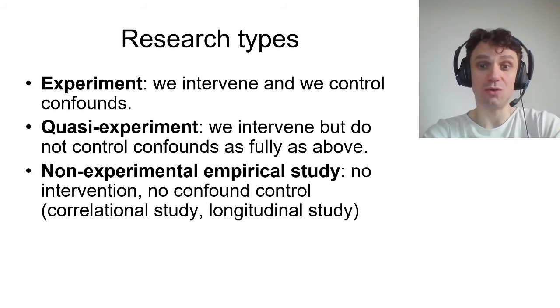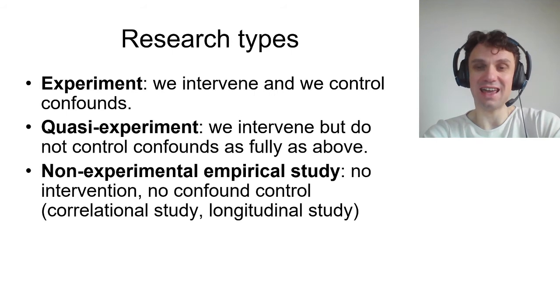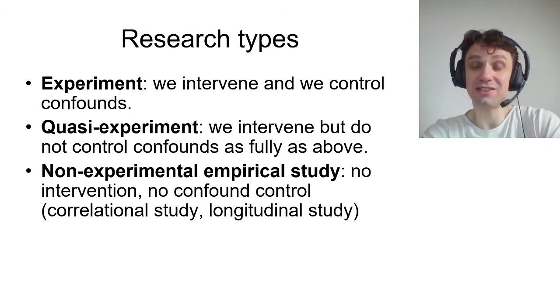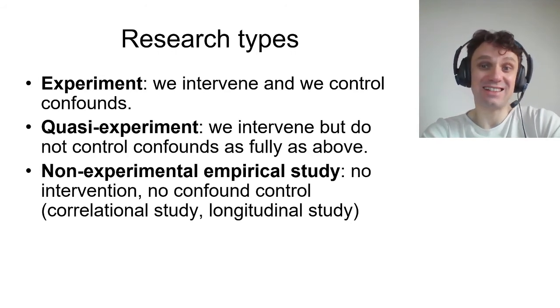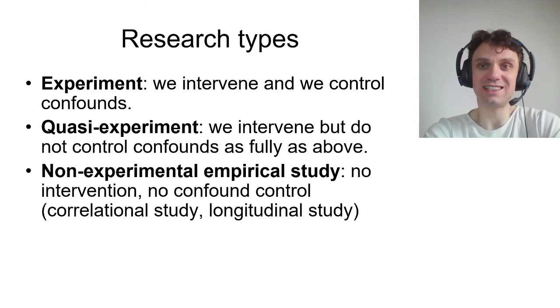However, sometimes when we introduce some kind of intervention, we don't have the opportunity to control the confounds completely, as we would do in a true experiment. This situation is called a quasi-experiment, and we'll talk about it in quite some detail right now. And the third type of study, we'll call it a non-experimental empirical study, is when we collect some data, but we don't really have any manipulation. We don't manipulate our independent variable. So we are not able to implement the three conditions of causality, all three of them at least. And this can be a correlational study or it can be a longitudinal study, and we'll discuss those studies today as well.